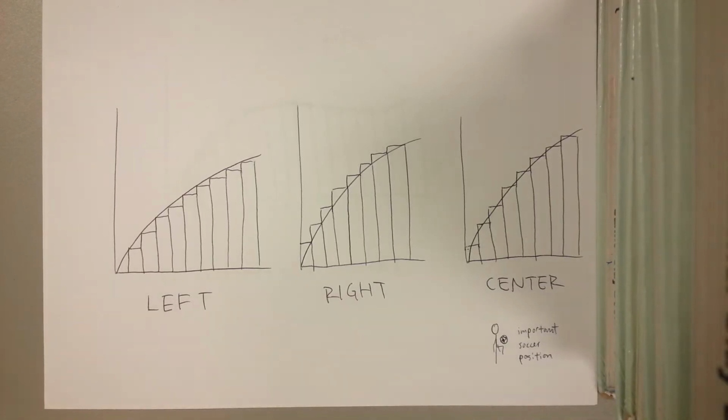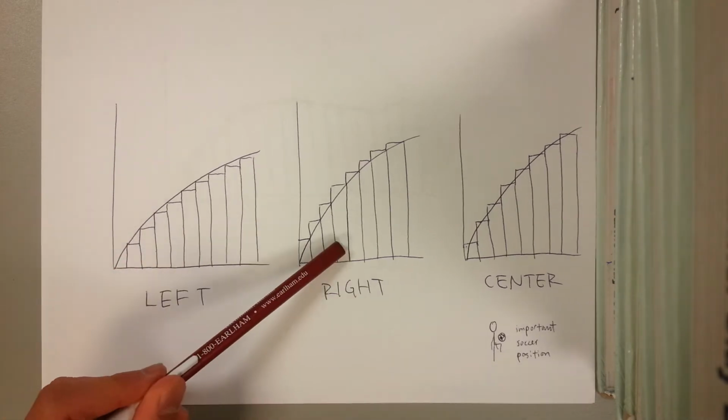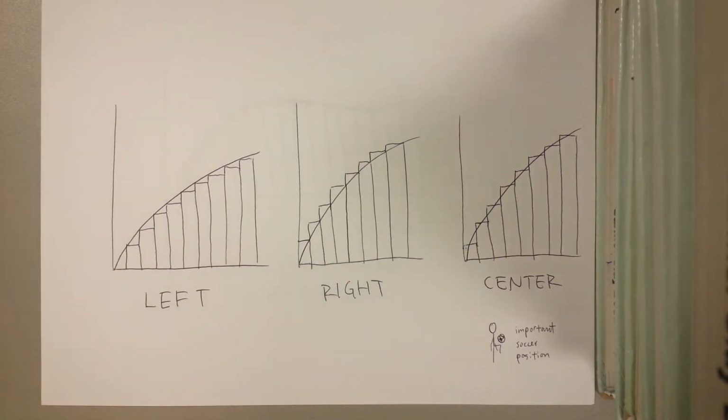There are three main types of rectangular Riemann sums: left, right, and center. In a left Riemann sum, the height of each interval is determined by the value of the function on the left side of the interval. In the right Riemann sum, you use the right value, and in the center Riemann sum, you use the center value.